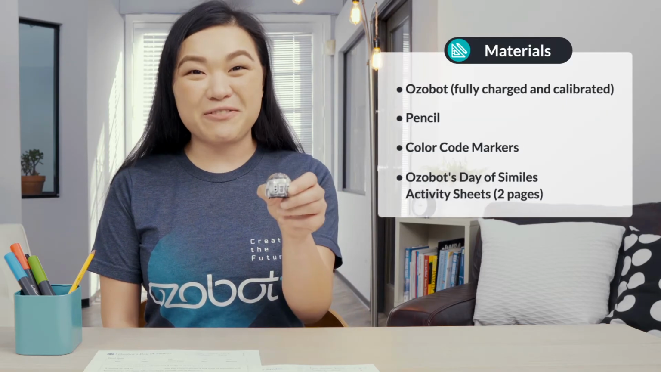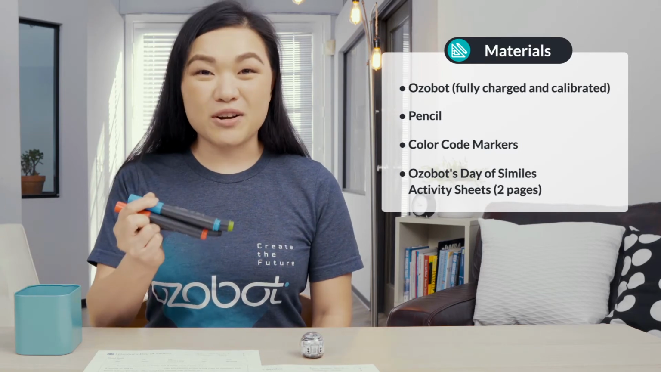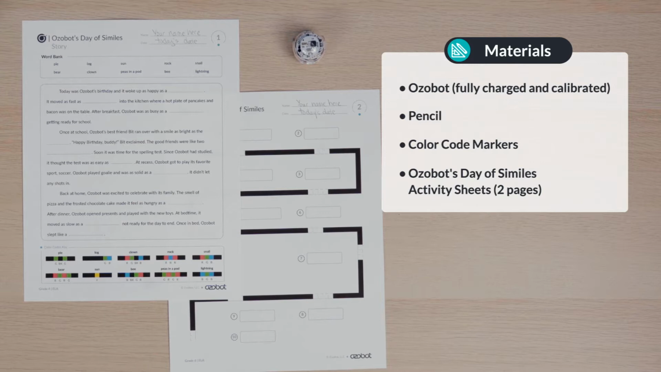Today you will complete commonly used similes to tell a story about Ozobot's day. Then you will program Ozobot to sequence the events of the story by showing the similes in action. For today's lesson, you will need an Ozobot fully charged and calibrated, a pencil, color code markers, and both pages of your Ozobot's Day of Similes activity sheets.